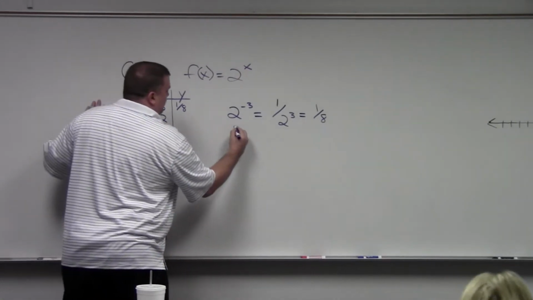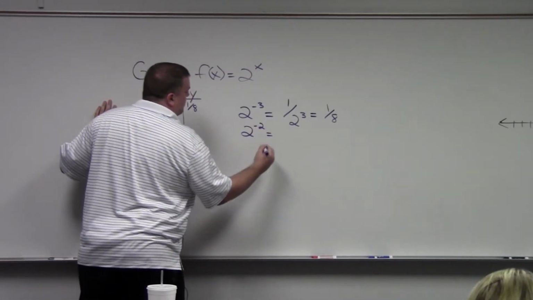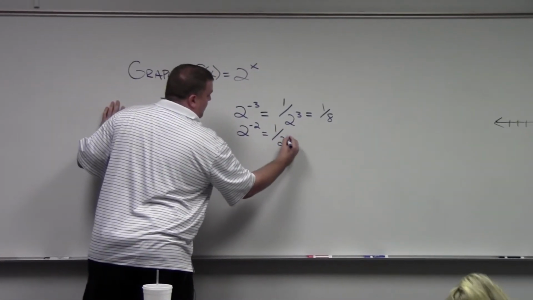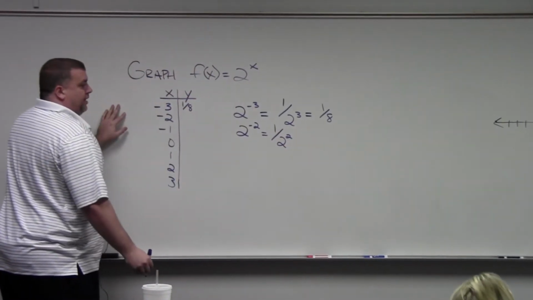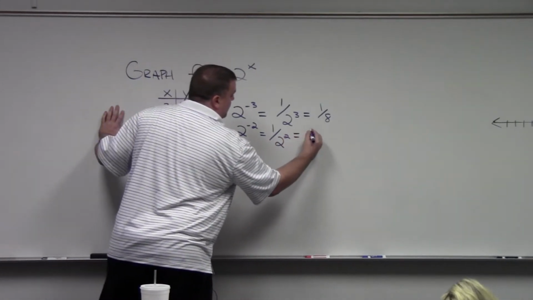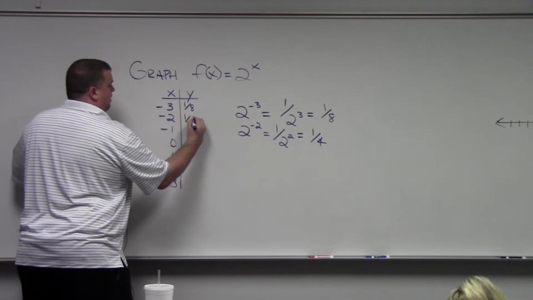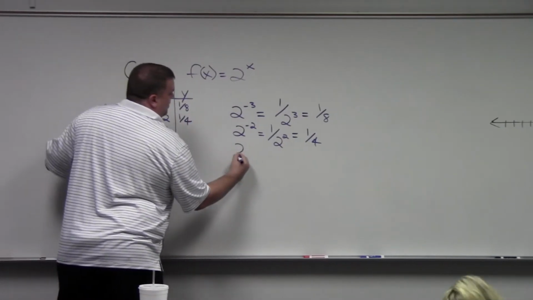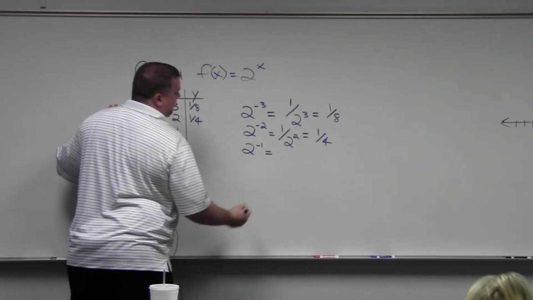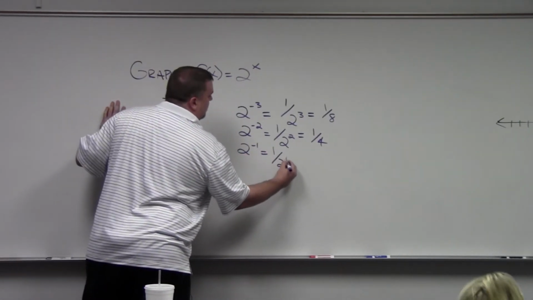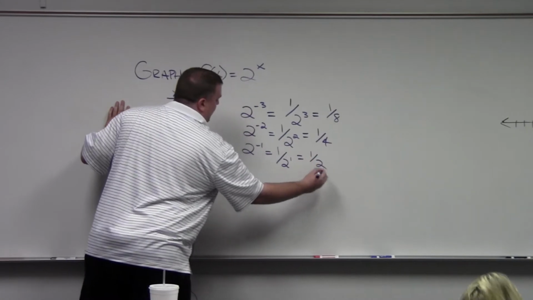Let's plug negative 2 in. 2 to the negative 2 power, what would that be? Yeah. The negative just means we're going to invert it. And then 2 squared is 4. 2 to the negative 1 power. What do you think that would be? 1/2, right? 1 over 2 to the first, which is just 1/2.